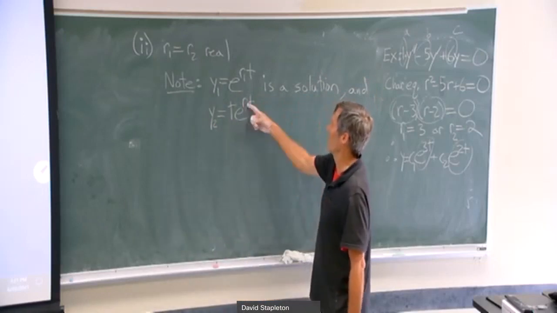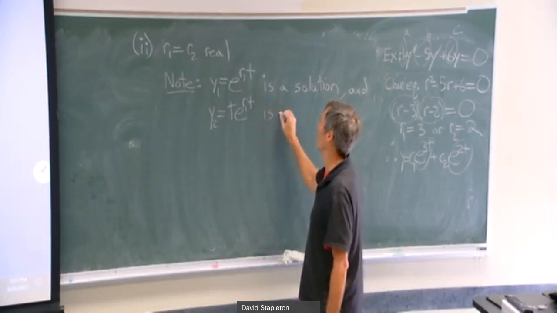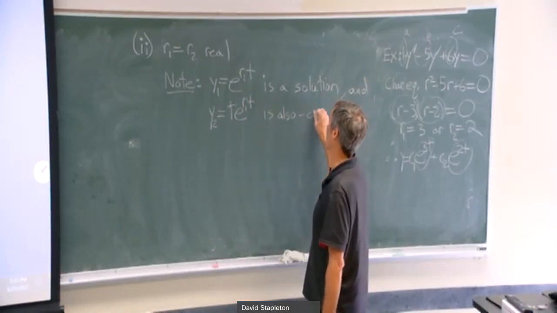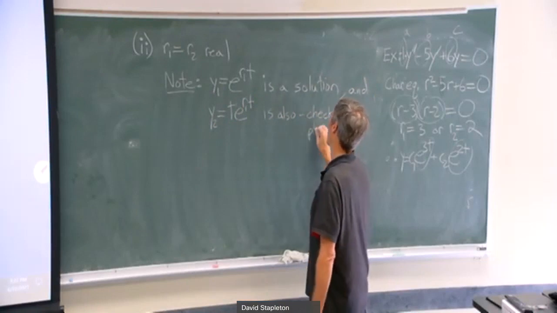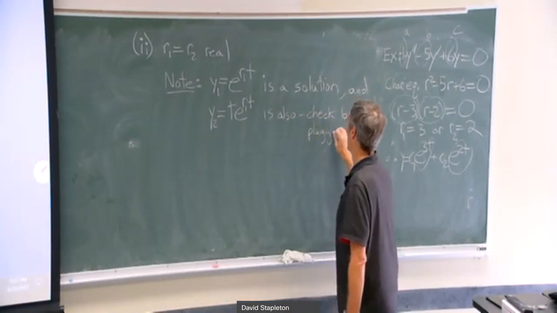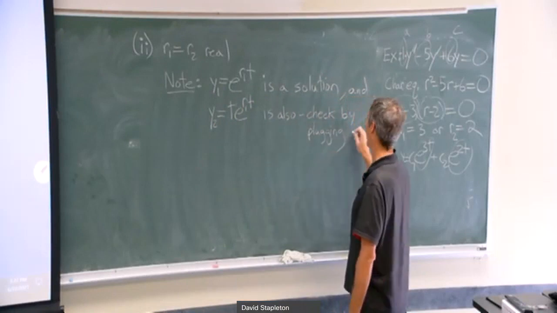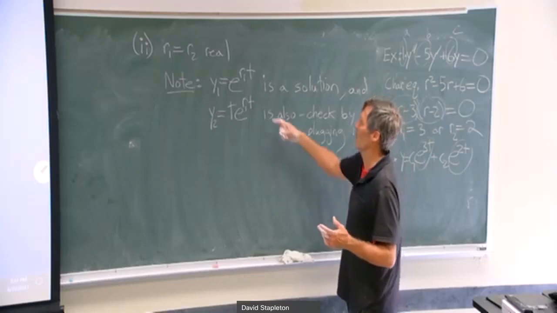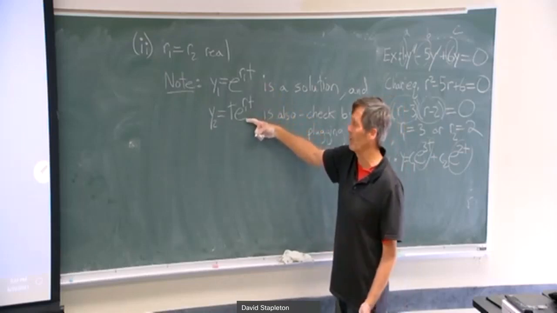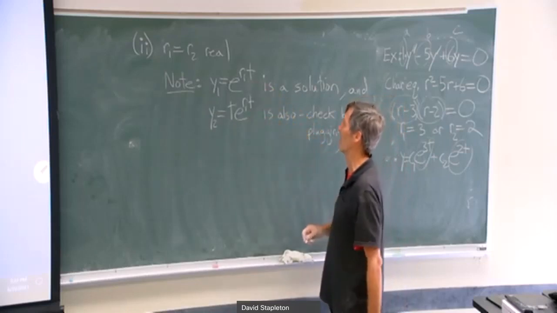Y2 equals t e to the R1t is also just check by plugging in. That's a proof that it's a solution, even if it's not an insightful one. All right. Wait a minute. I have two independent solutions. If you put this in the Wronskian, you'll find out the Wronskian is not 0.